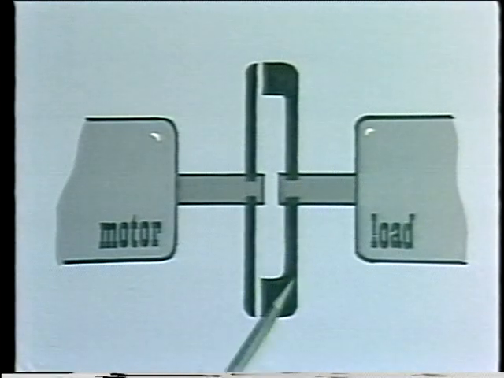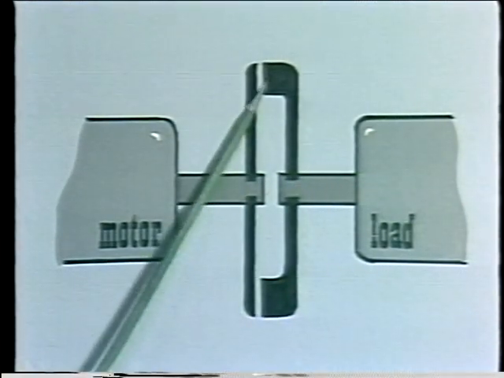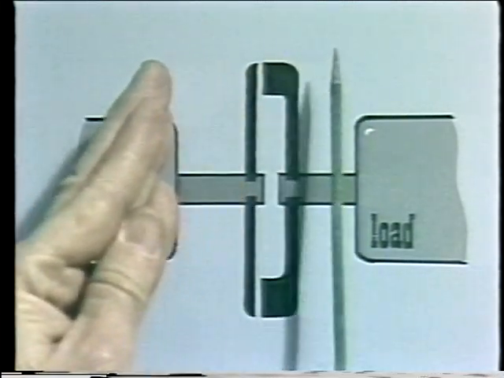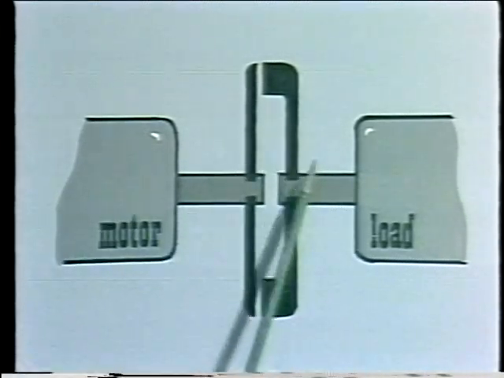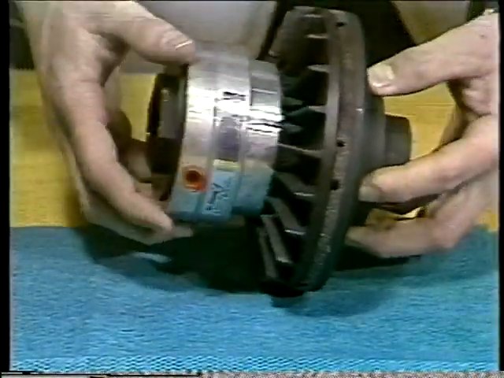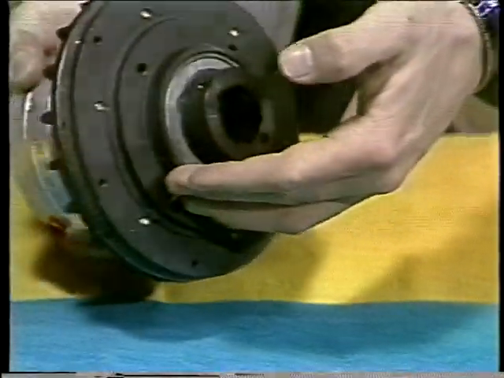Opposite it, we have another metal disc to which we attach a friction face and by some means press the two together. This then transmits force between the two shafts. This type clutch may be actuated in several different ways. It's frequently actuated with air.